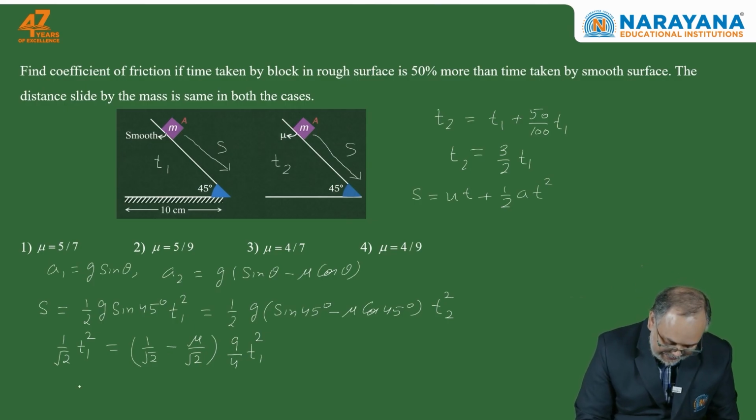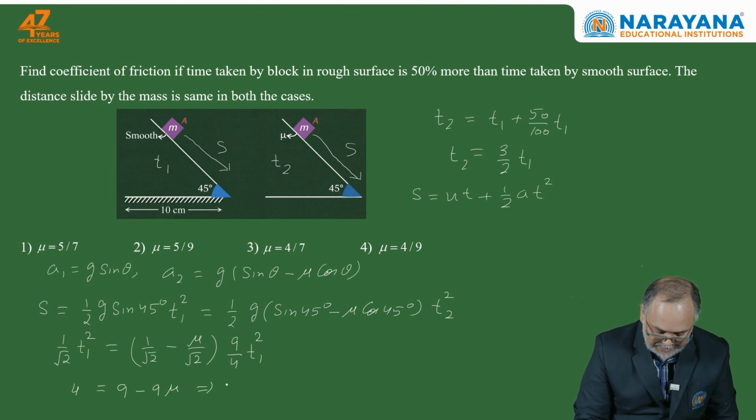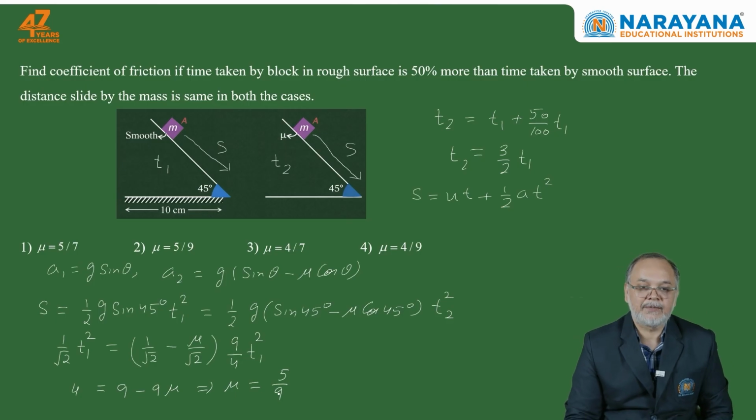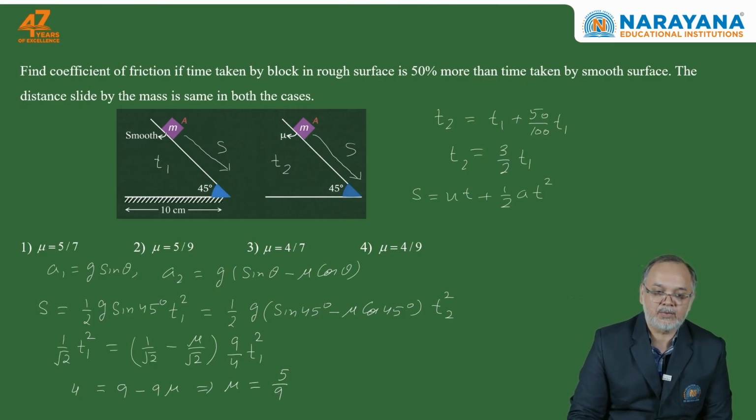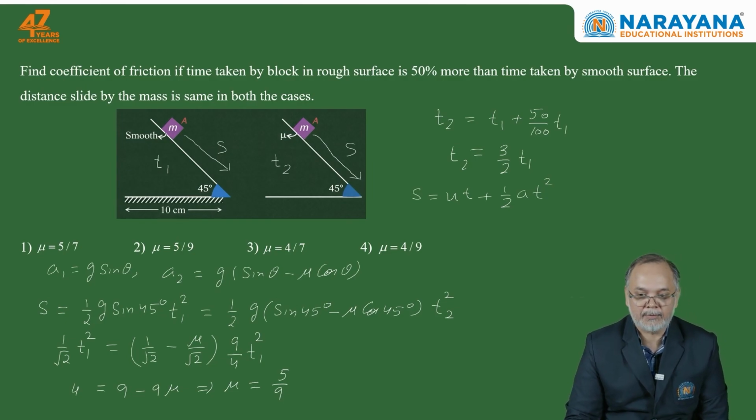So we can write, multiply 4 over here, 4 is equal to, multiply 9 inside the bracket, 9 minus 9 mu. So from here we can write mu is equal to 5 by 9. So the coefficient of friction for the rough surface is 5 by 9. You can see over here clearly the option 2 is the correct answer for this problem.